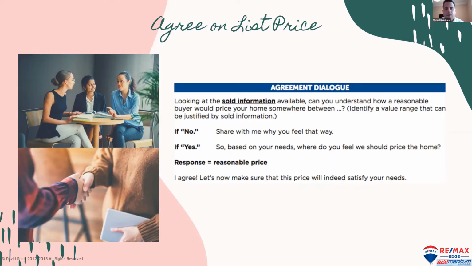So, looking at the sold information available, can you understand how a reasonable buyer would price your home somewhere between blank and blank? Identify a value range that could be justified by sold information. If they say no, share with me why you feel that way. Don't just hit them with, I can't believe you don't agree with me. Find out why.